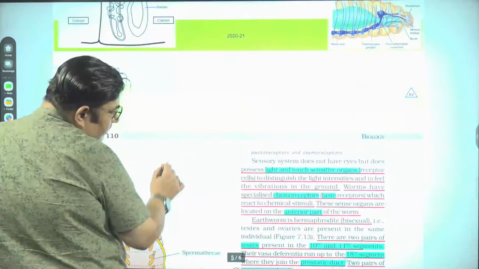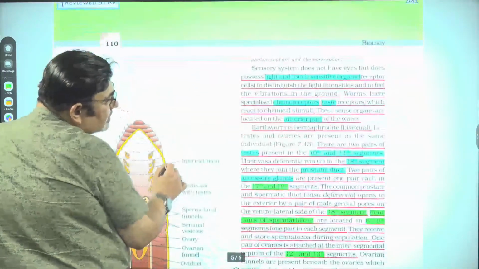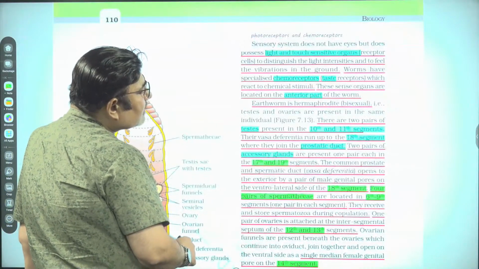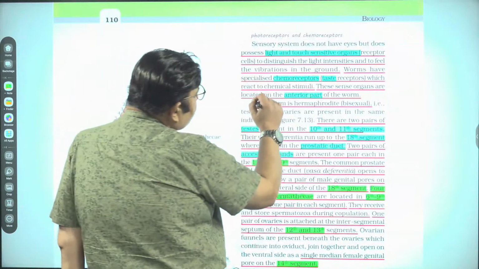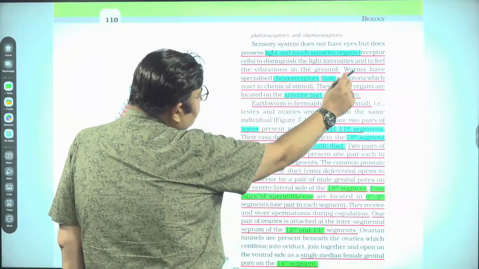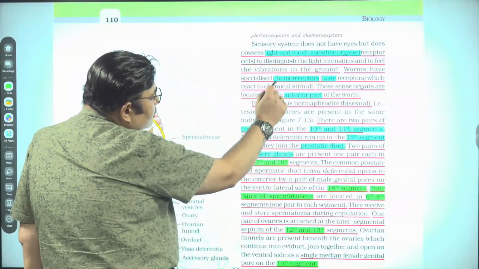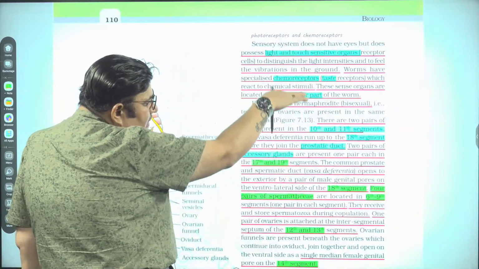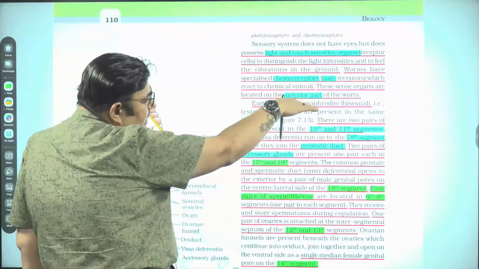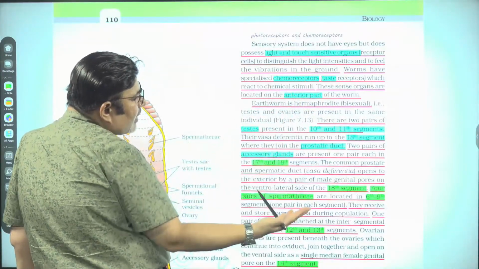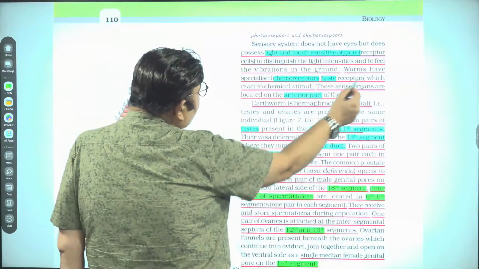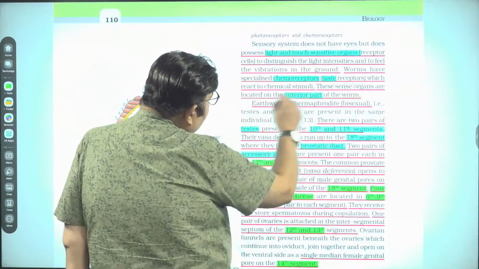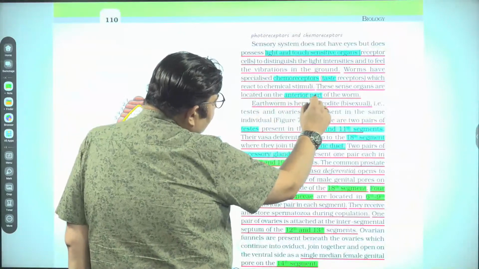The sensory system does not have eyes but does possess light and touch sensitive organs, receptor cells, to distinguish the light intensities and to feel the vibrations in the ground. It cannot see, but it can feel changes in the light intensity, and can also sense the vibrations in the ground. Worms have specialized chemoreceptors, taste receptors, which react to chemical stimuli.